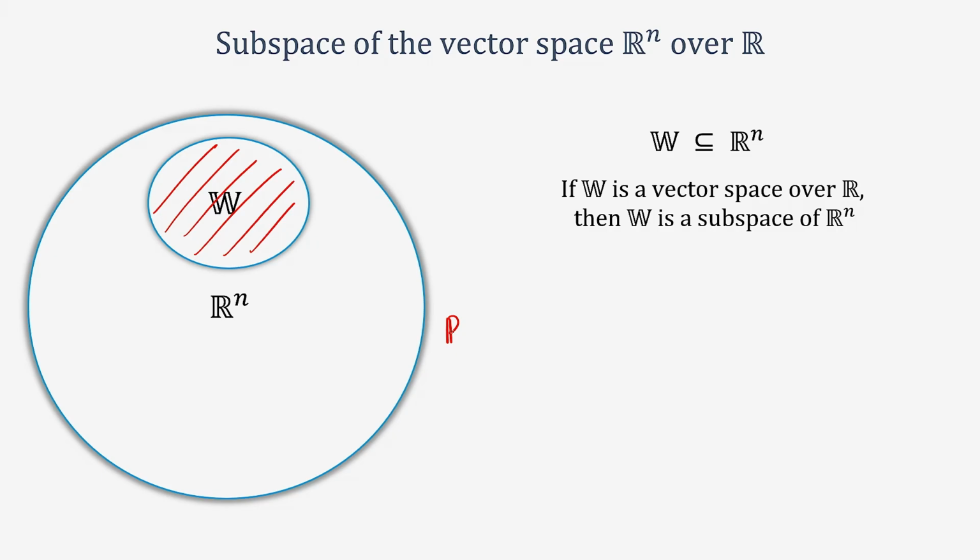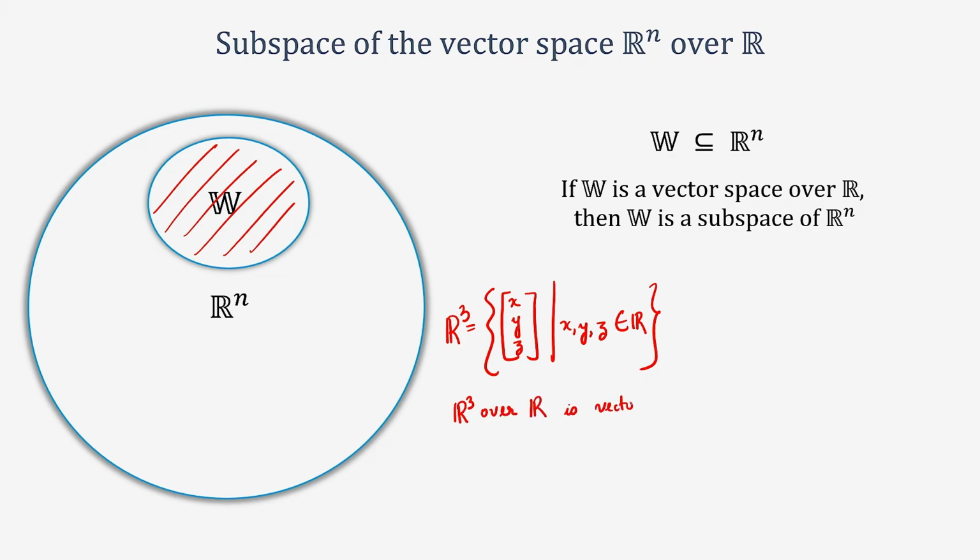Suppose I am talking about R3. You know what R3 is. R3 is basically the set of vectors of this form (x, y, z), where x, y, z are real numbers. And you can also understand that R3 over R is a vector space. Right. So now, here is another set.